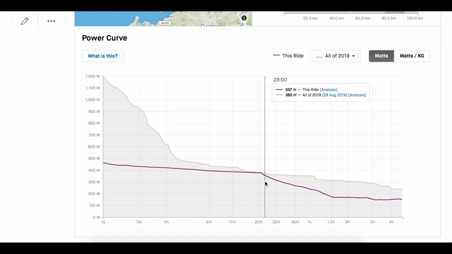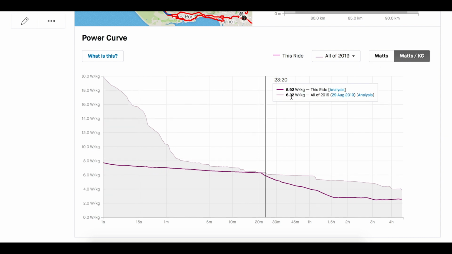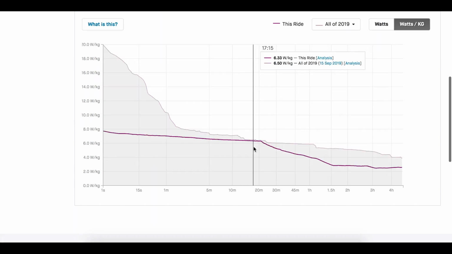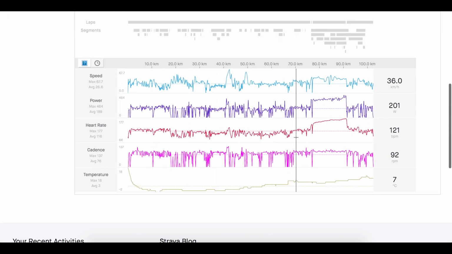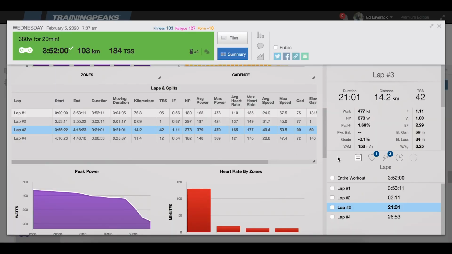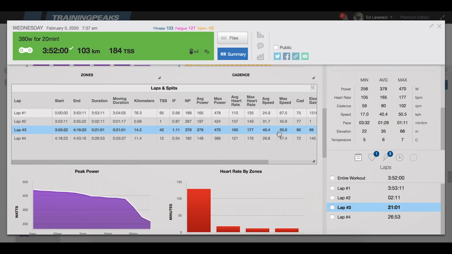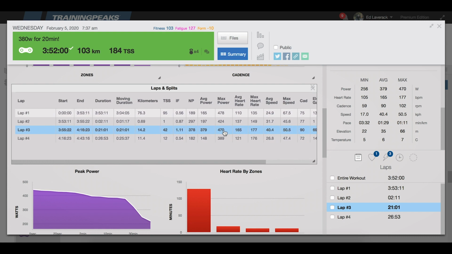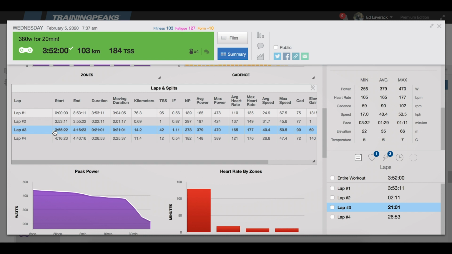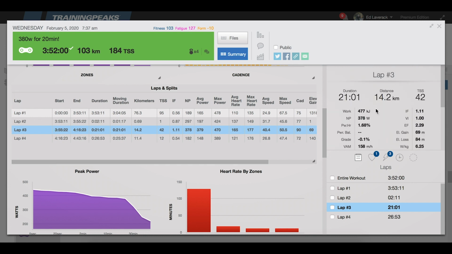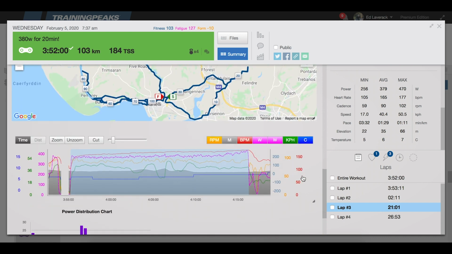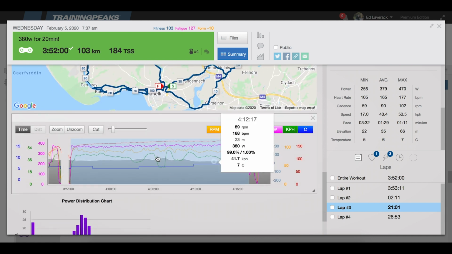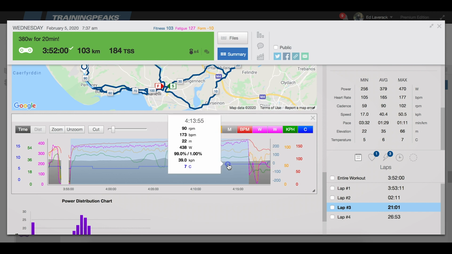So you can see that this effort itself was a longer effort that I did in 2019, and that was like 23 and a half minutes at 6.3 watts per kilo. Like I said, it's hard to speculate, but we're in a good place for Sa Calobra. And I think once we get the diet cleaned up a little bit more and we start shifting towards a performance mindset, then these last marginal gains are going to make the biggest difference coming into the last few weeks.